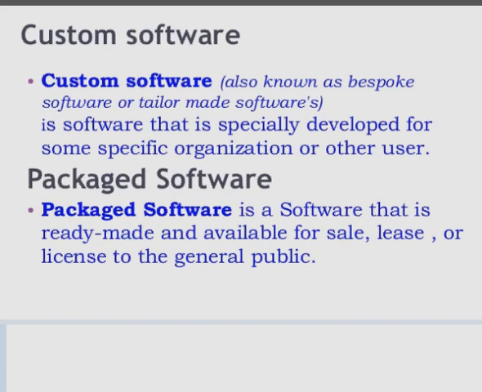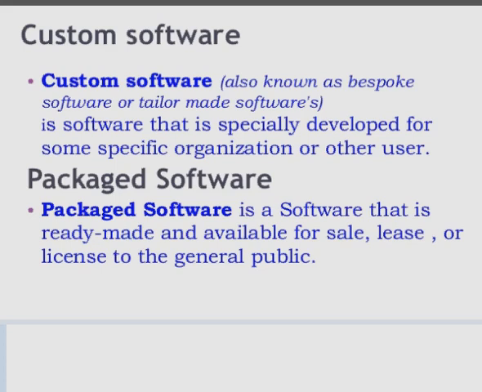Next is packaged software. Packaged software is software that is ready-made and available for sale, lease or license to the general public. Such kinds of software are prepared thinking about the general public that may be using them. So packaged software is prepared by taking into mind the usage of the public, and custom software is made according to the choice of some specific user.